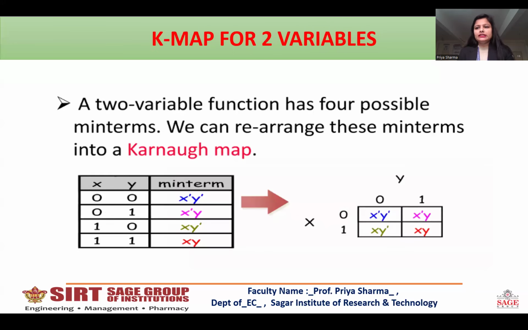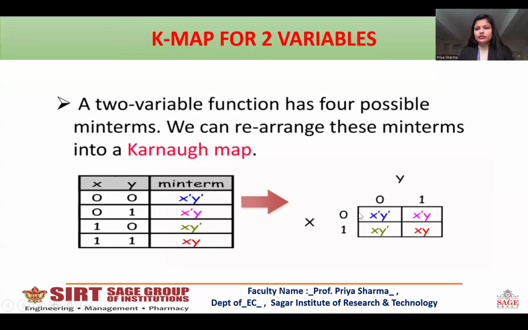First of all, we'll discuss the solving of K-map for two variables, how to make it. So a two variable function will have four possible minterms. We can rearrange these minterms in the K-map as this can be written as x bar y bar, x bar y, x y bar, and xy.